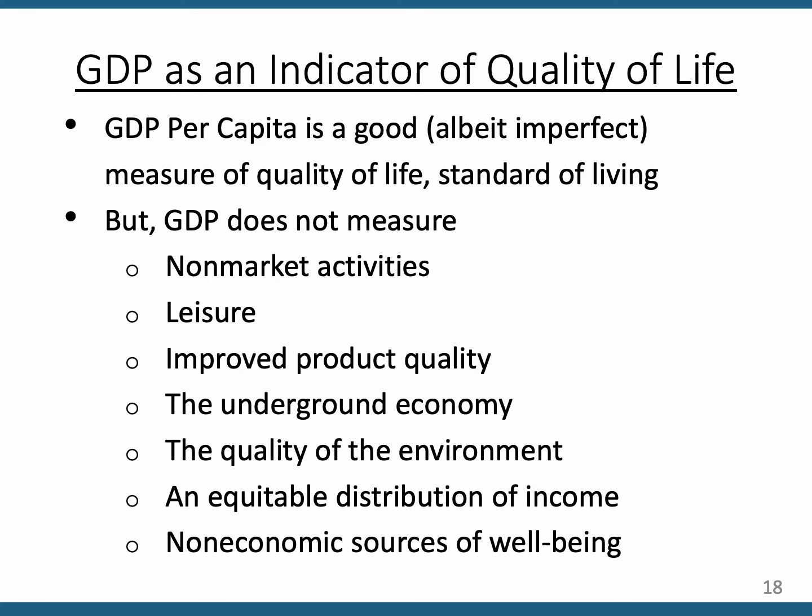How about the underground economy? This is anything that's not being measured in GDP. Improved product quality is something that has happened over the years. Yes, GDP per capita has gone up in our economy since 1950, about 2% per year on average, but that's undercounting the improvement in our quality of life because improved product quality is not included in there.